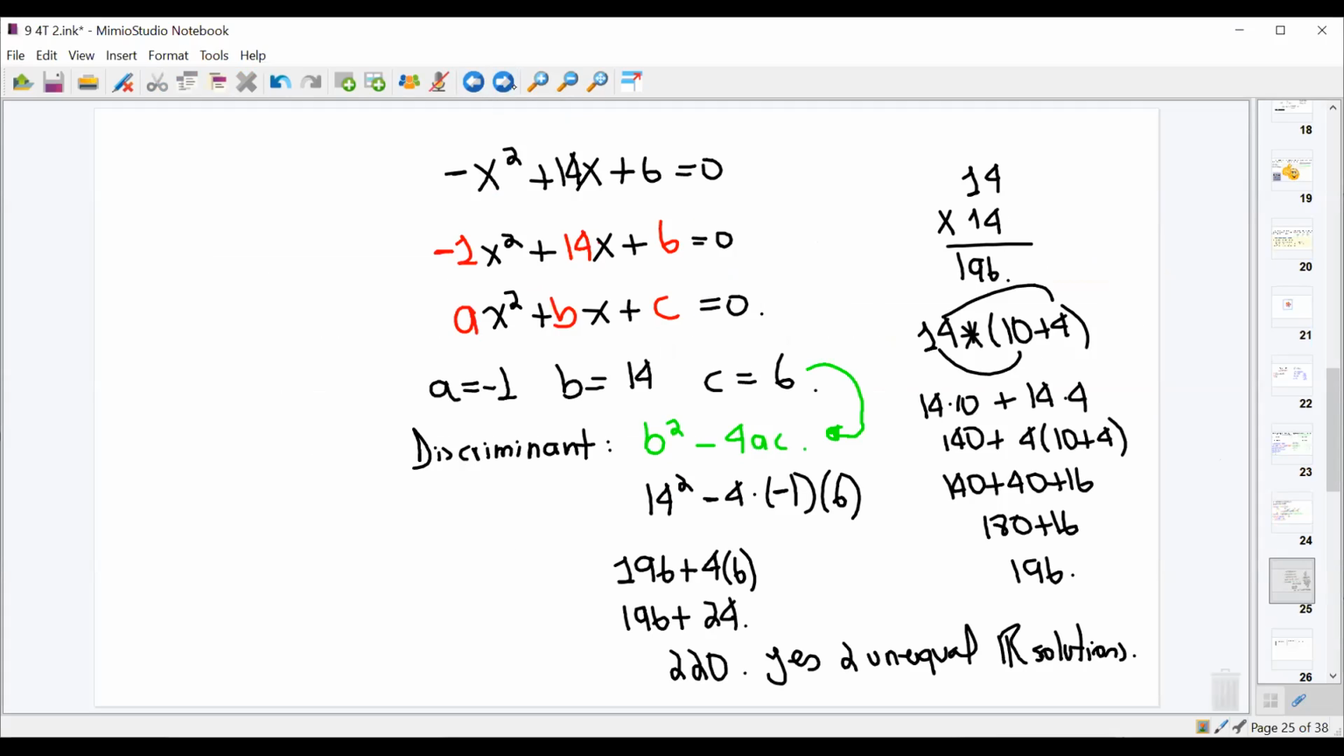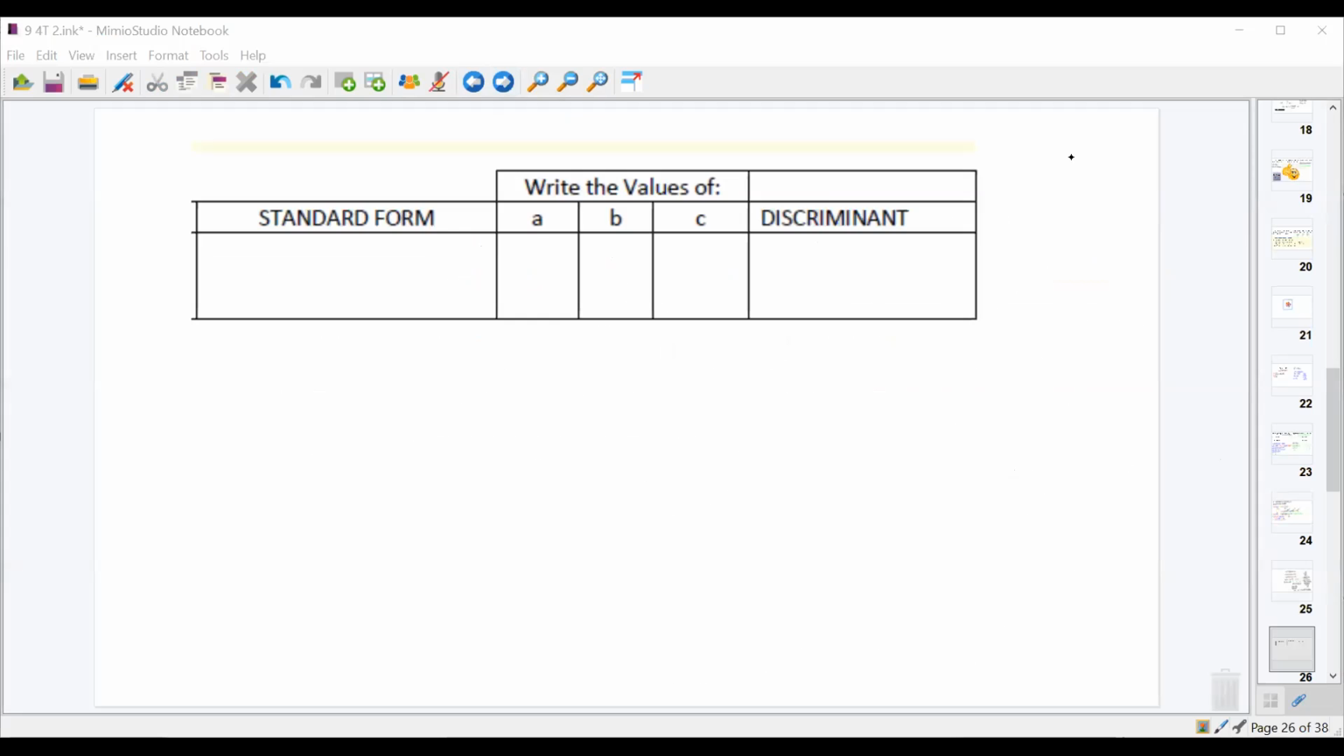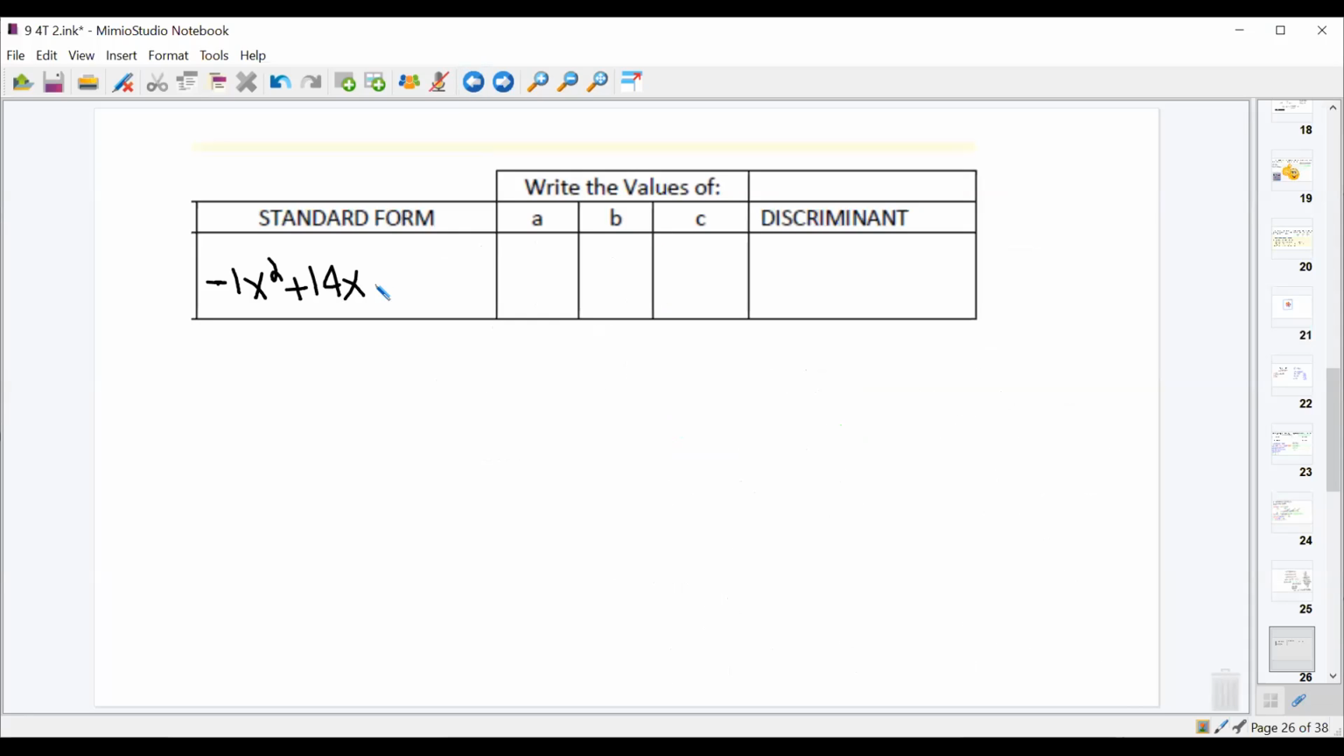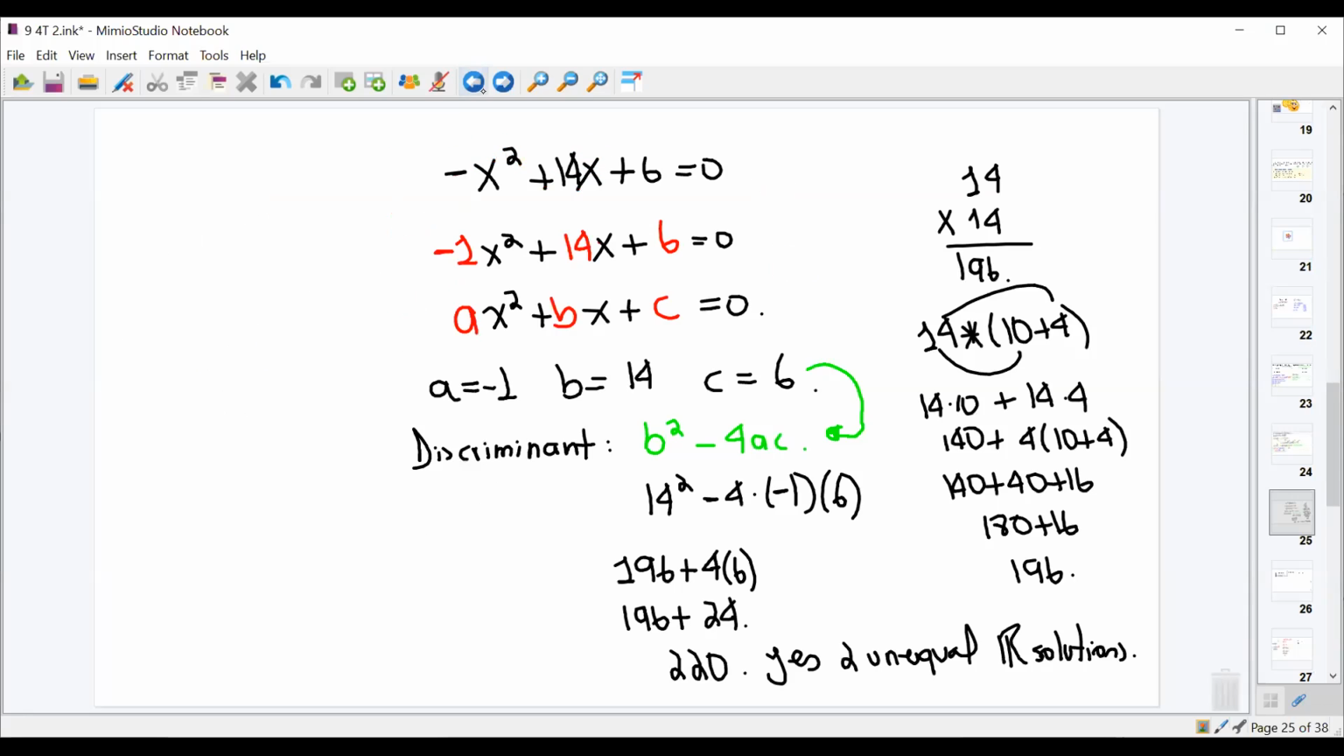Negative 1x squared plus 14x plus 6, right? Negative 1x squared plus 14x, plus or minus? Plus 14x plus 6. Okay, what is the value of a, Juanita? Negative 1. Okay, so what part do you not understand?